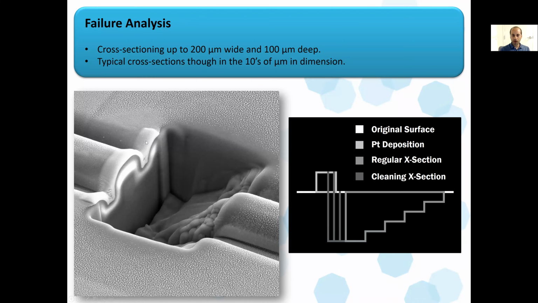So we have 3 types of depositions we can do in our system. We have tungsten, platinum, and carbon. Mostly we're using platinum just due to the speed of deposition, and it's conductive enough.